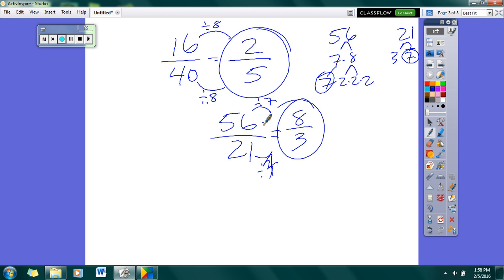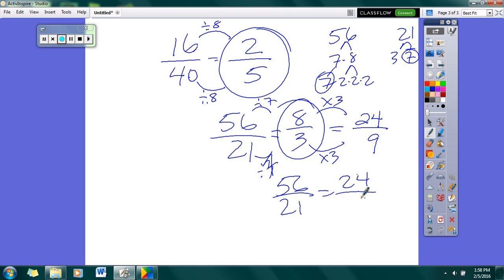Okay, I can go up from here if I wanted to by any number. So say for instance I multiply this by 3, I can get 24 over 9, which means 56 over 21 is equal to 24 over 9. Okay, so I'm just showing you what we could do with our equivalent ratios.